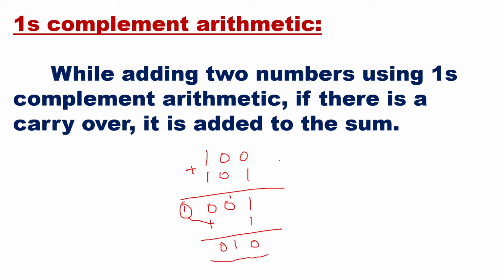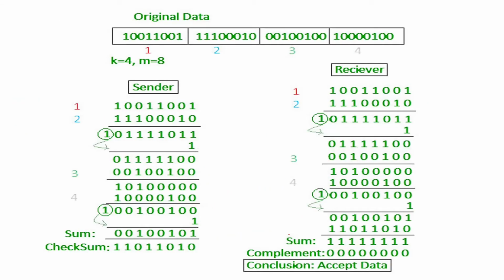Now this type of process is called ones complement arithmetic. Then we'll see an example. Here we have the original data, which is divided into 4 blocks, 4 sets. If you see set number 1, this is your 8-bit data. Set number 2, this is your 8-bit data. Set number 3, this is your 8-bit data. Set number 4, this is your 8-bit data. That means there are 4 sets, so k is equal to 4, and in every set there are 8 bits, so m is equal to 8.